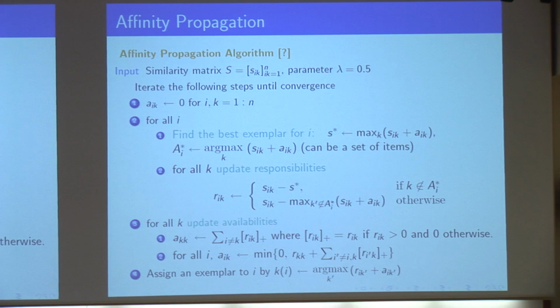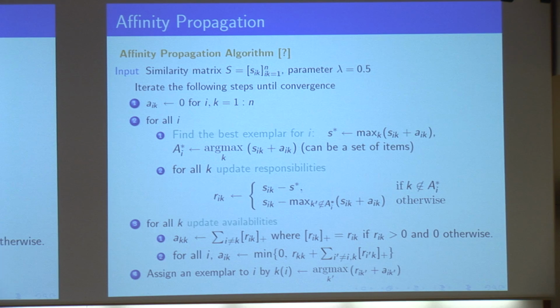And then I have to update the availabilities, and the availability of every node is the sum of its responsibilities. So here I relate the popularity to the fit of the node to represent other nodes. Then I can alternate between these two steps until I converge. Again, it doesn't have a convergence proof, and it's not clear that it will converge in a finite number of steps. But typically it does converge after a while.